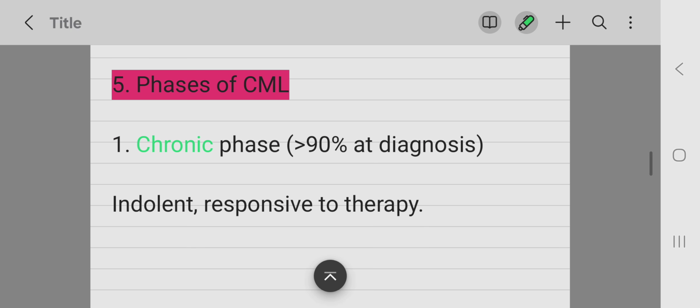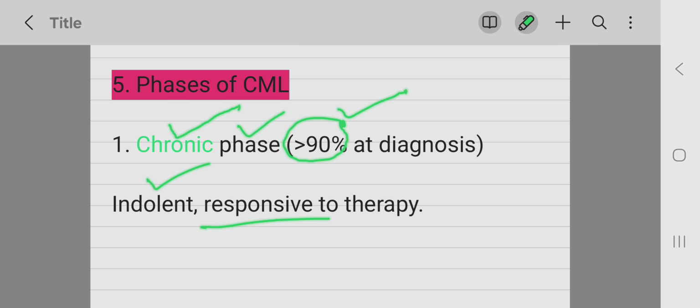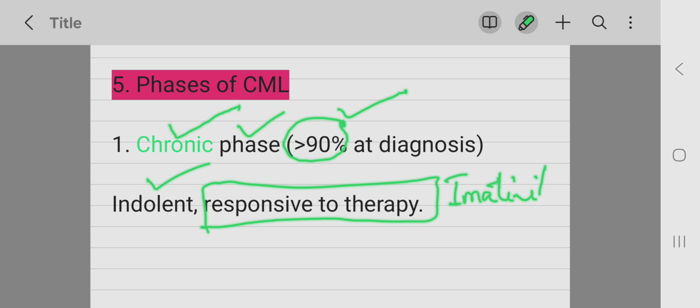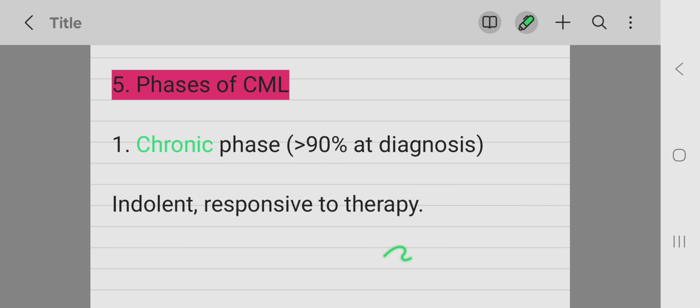What are the phases of CML? It has two phases. Chronic phase: more than 90% of the cases are diagnosed in this chronic phase, and it is indolent and responsive to therapy, that is imatinib. Imatinib is given for this chronic phase, and imatinib is a tyrosine kinase inhibitor.